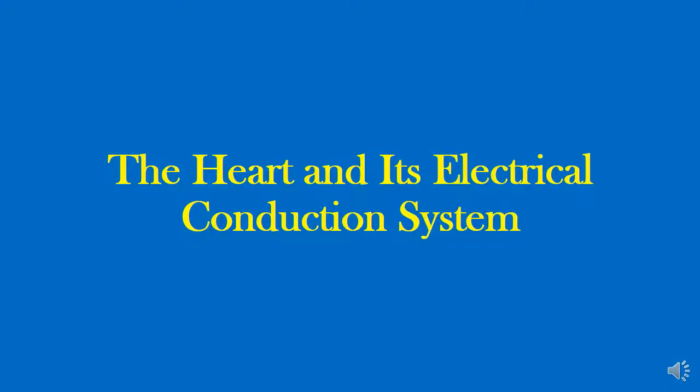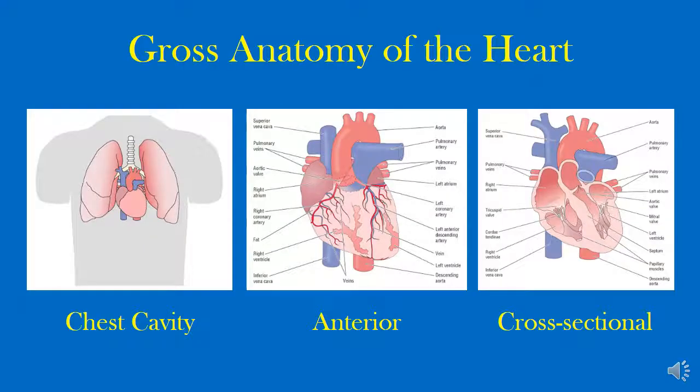In this lecture, we will discuss the basic function of the heart and then review its electrical conduction system. Let's start off by taking a look at the anatomy of the heart. In the left image, you can see that the heart is in the middle of the chest cavity. It typically sits at a slight angle pointing downward to the left and slightly anterior.